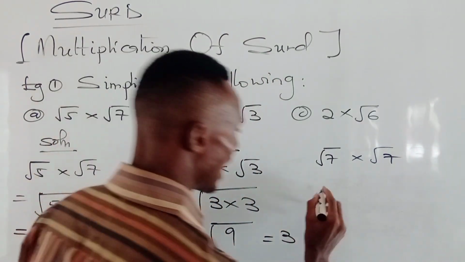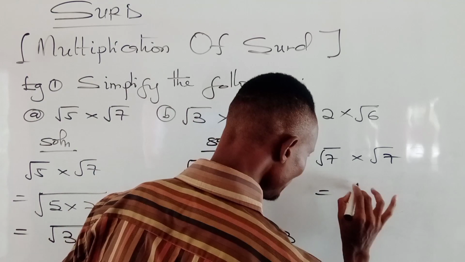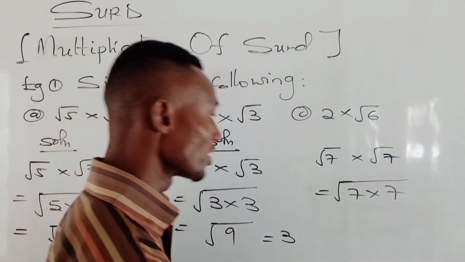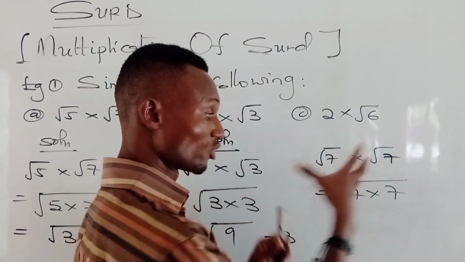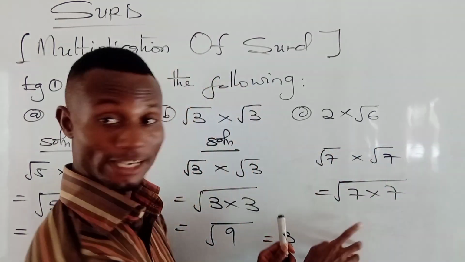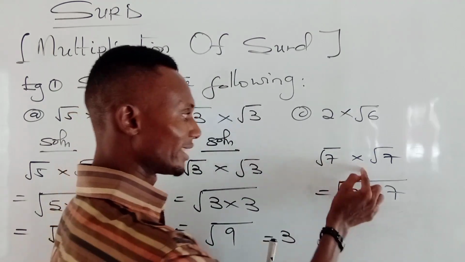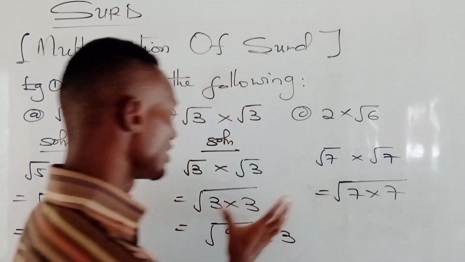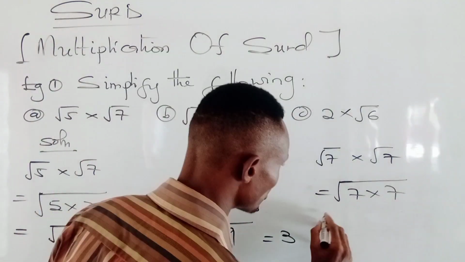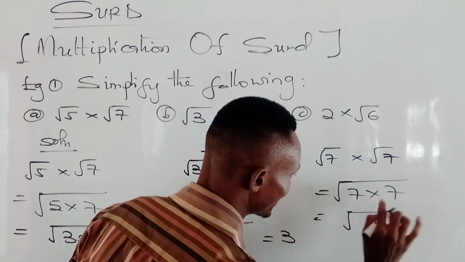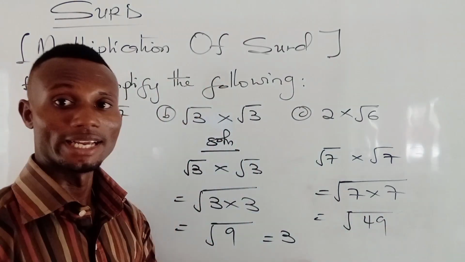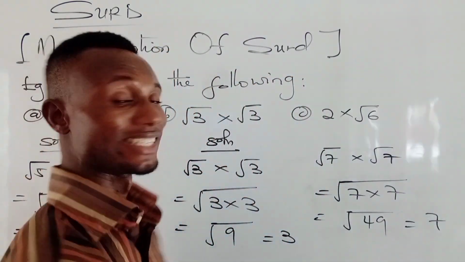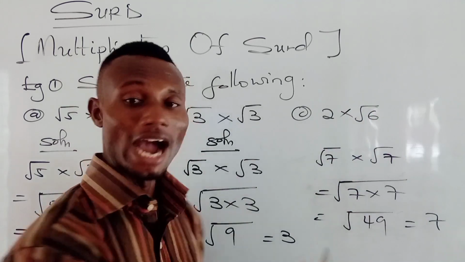So I can also use this approach, which is square root of 7 times 7, because both of them have a square root sign. To simplify it, they will come under the same square root sign. Then bring your 7 times 7, they are multiplying. So square root of 7 times 7, just as we did with this one. That gives you square root of 49, and the square root of 49 gives 7, so it equals 7. So you will get the same answer when you use this approach.